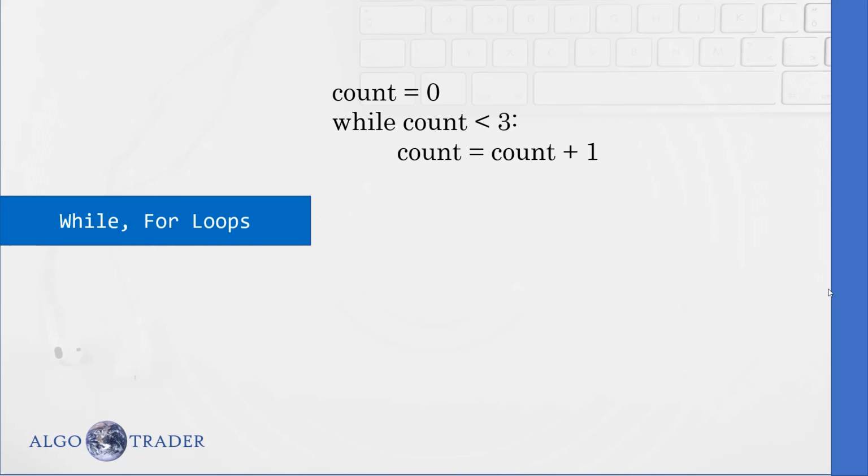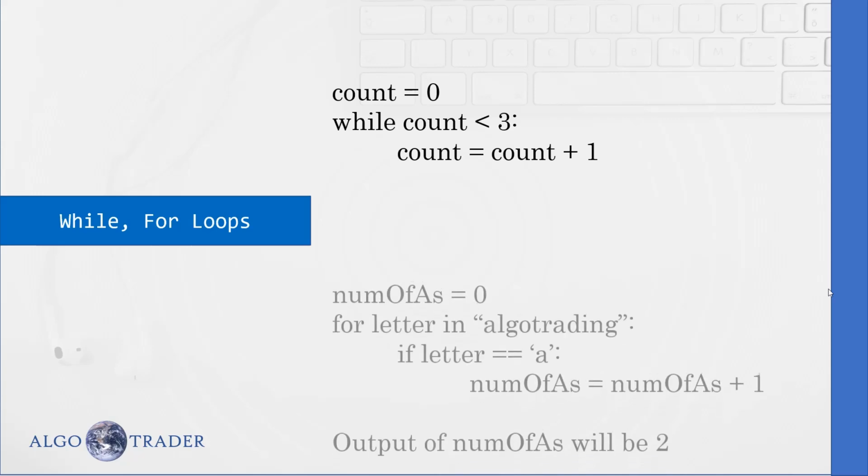Count will become 3. Now it again checks while count less than 3. 3 less than 3? No. Condition is not satisfied, then it will come out of the loop. And after the while loop, the value of count will be 3. Okay, that is how a while loop works.